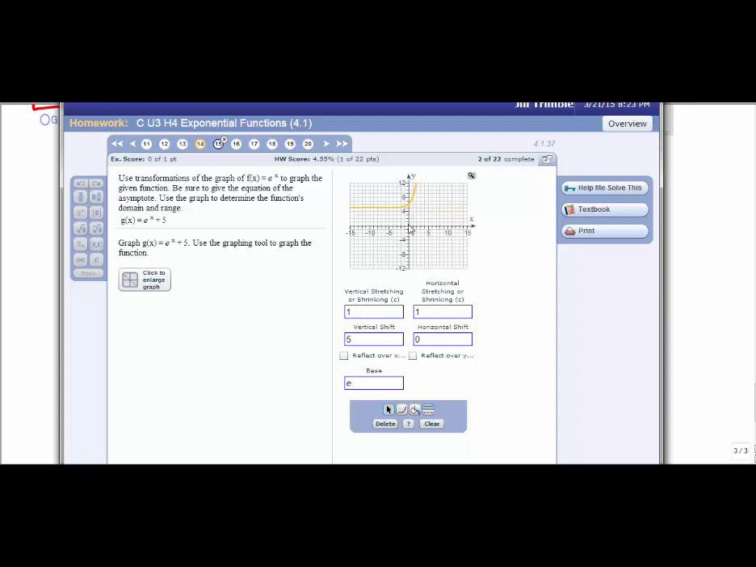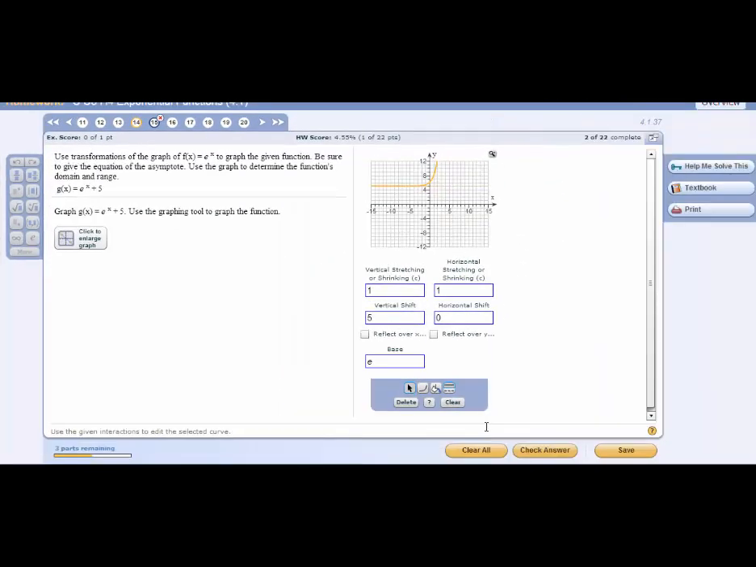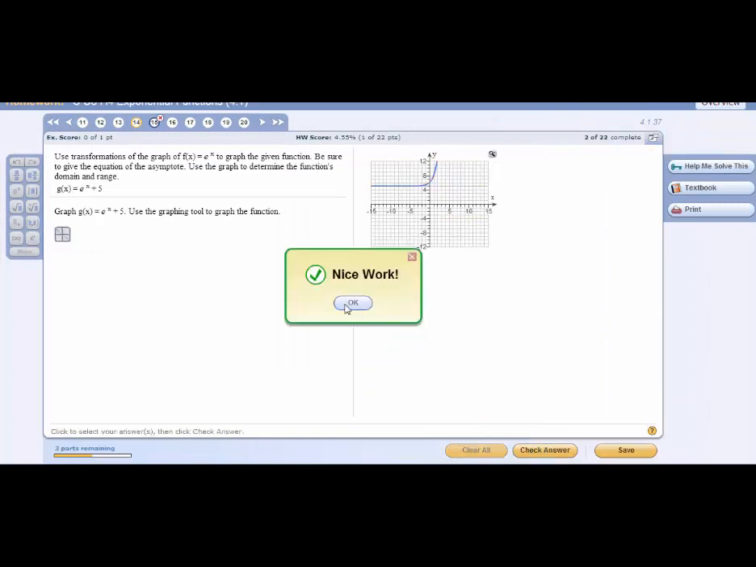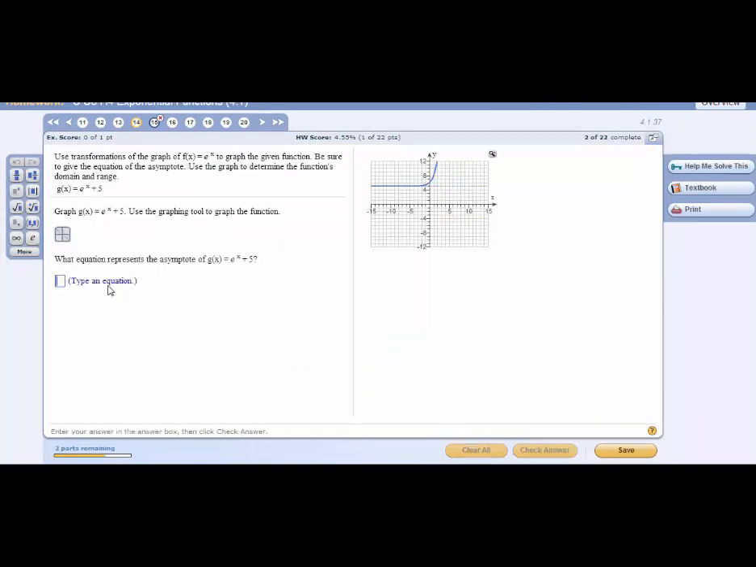It's at y equals 5 because it used to be at y equals 0, and then I shifted up 5 units. So let's go ahead and check this answer and then get to the next part here. Now it's asking for the equation of the asymptote. The asymptote it's looking at is this horizontal one. So you want an equation, so you need y equals 5. You can't just put in a 5, you need the equation there.